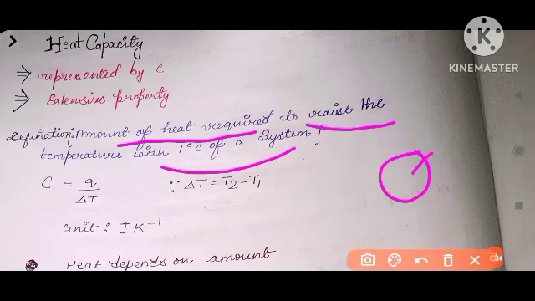Suppose we have a system A, so its heat capacity will be the amount of heat required so that its temperature rises by 1 degree Celsius. So this will be termed as heat capacity. It is represented by small c or big C, and it is an extensive property. Extensive property means it depends upon the amount of substance.